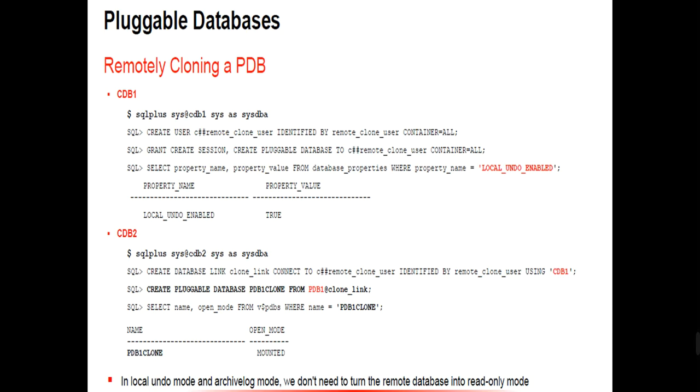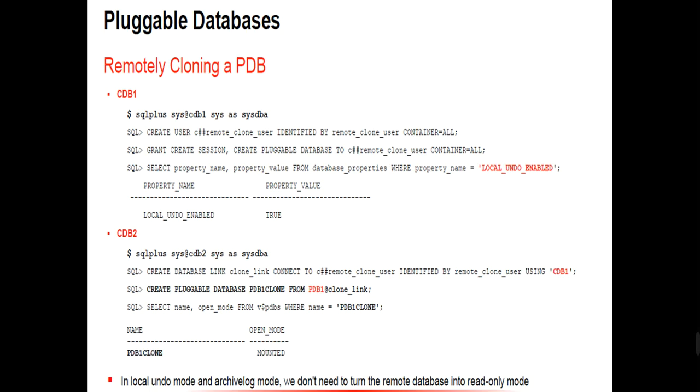We need to check whether local undo is enabled, because we are going to do a hot clone. Local undo must be enabled, so we run the query to check it. Then we go to CDB2, the target server, log in as SYSDBA and create a database link using the user we created in the source database, identified by the password, using the CDB1 service name. We connect through the service name with the user created in the source database. So the DB link is created.